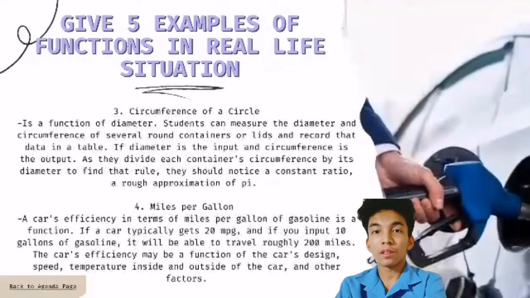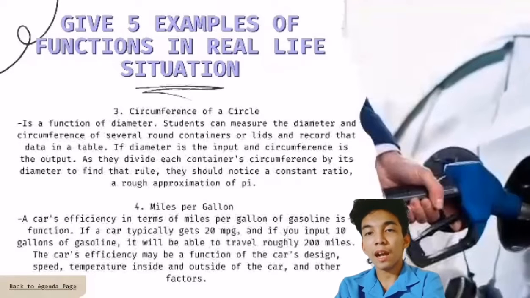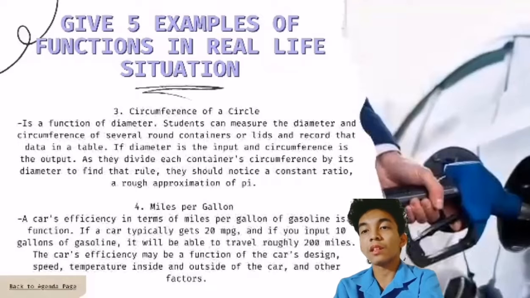Number 4. Miles per gallon. A car's efficiency in terms of miles per gallon of gasoline is a function. A car typically gets 20 miles per gallon, and if you input 10 gallons of gasoline, it will be able to travel roughly 200 miles. The car's efficiency may be a function of the car's design, speed, temperature inside and outside of the car, and other factors.